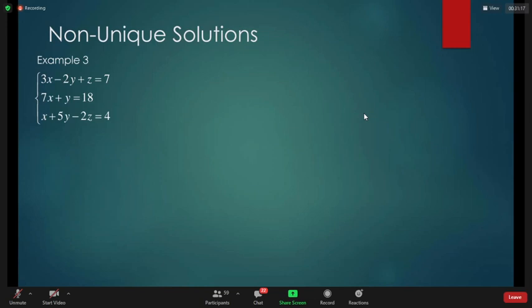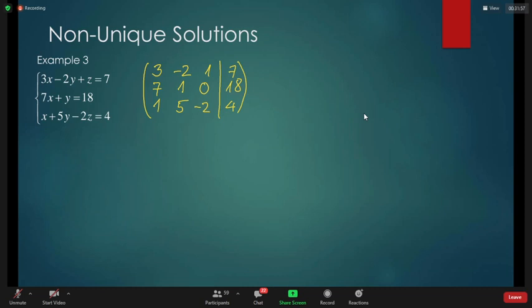So let's have a look at this. So let's take the yellow actually, and let's see. So we have 3, -2, 1, and 7 on the right-hand side. 7x plus 1y plus 0z equals 18, and 1x plus 5y minus 2z equals 4. Always the first rule is make sure you put the 0 in the correct place. If you put the 0 in the wrong place in the system matrix, you will get everything wrong.